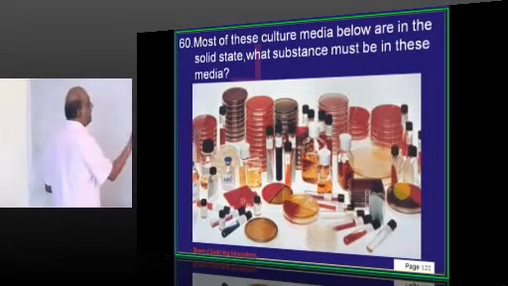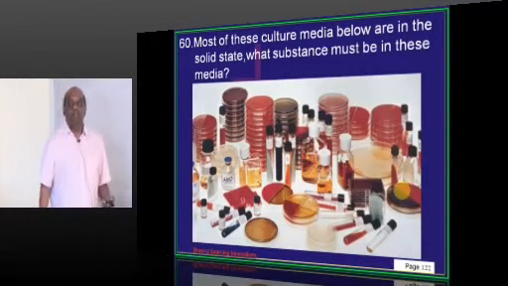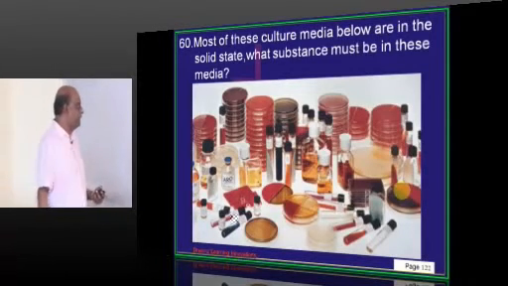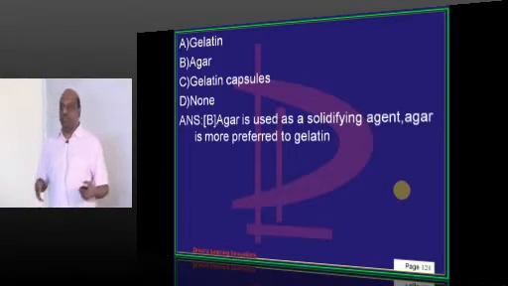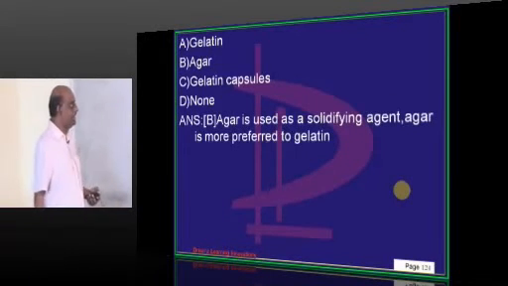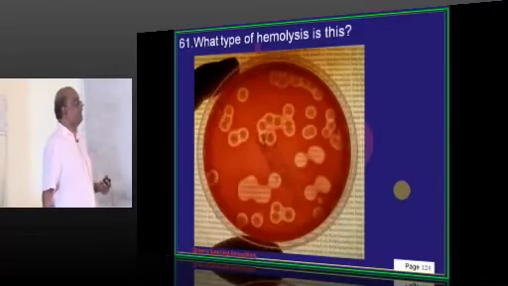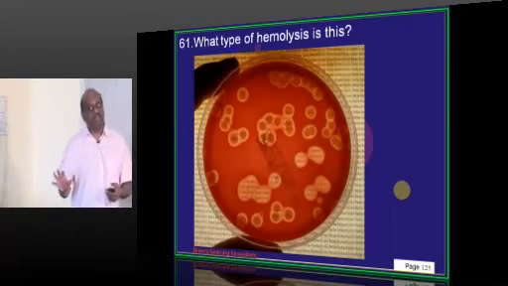Now most of these culture media below are in solid state. Then what is the substance used in this media? So it is agar, which is used as a solidifying agent. Agar is the most preferred one. At least this is a good question.